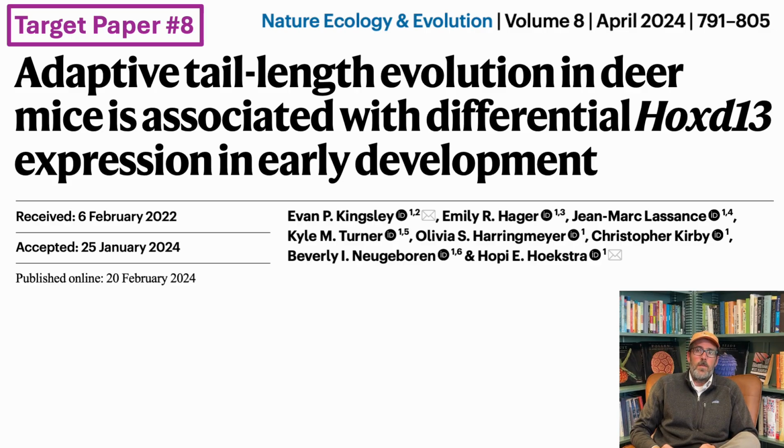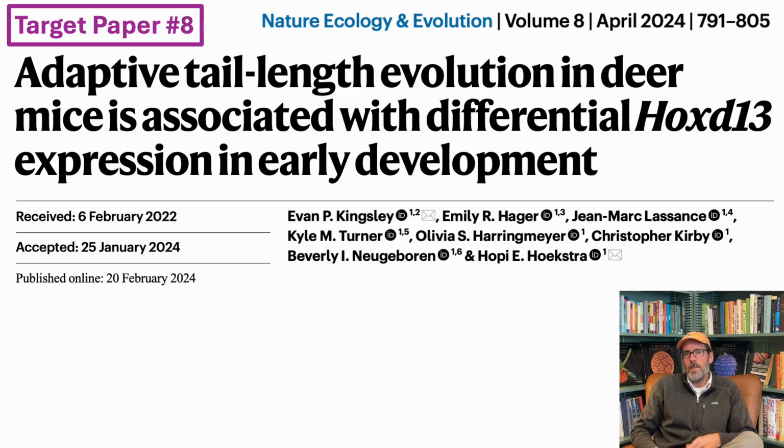This paper is on adaptive tail length evolution in deer mice and how it's associated with differential HOX-D13 expression in early development. It was published in Nature Ecology and Evolution in April of 2024 by some prominent scientists, including Evan Kingsley and Hopi Hoekstra, who I'll talk about here in just a minute.